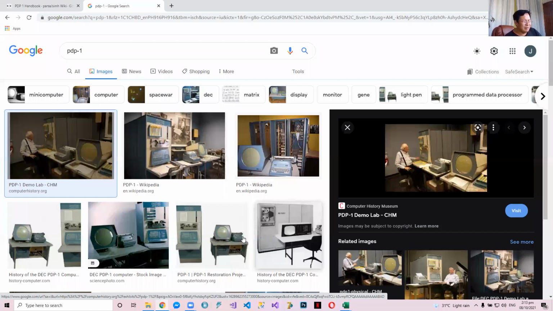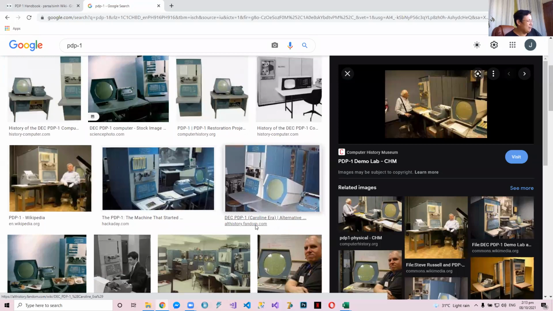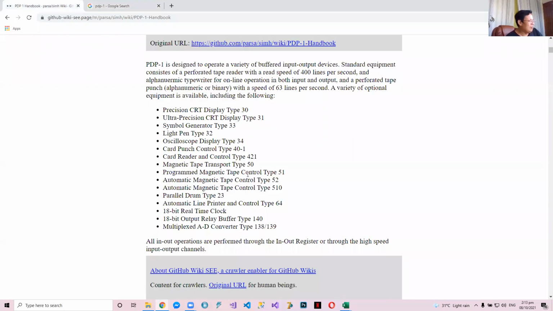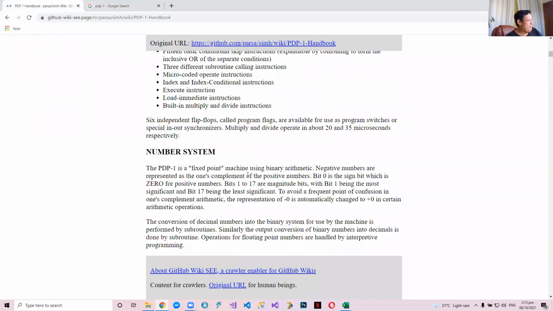Do you follow? So imagine, you have a computer like that. It must have been a very noisy computer because it's a typewriter. It uses a typewriter as a keyboard. But it's very popular, okay? It sold about more than the first IBM, sold about 50 copies. Do you follow? So the number system is fixed point with 18 bits.